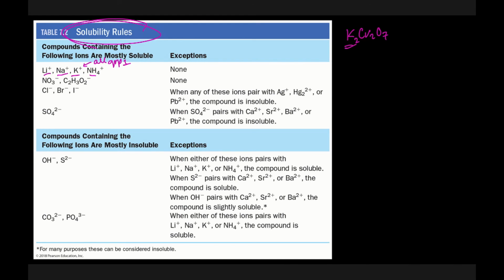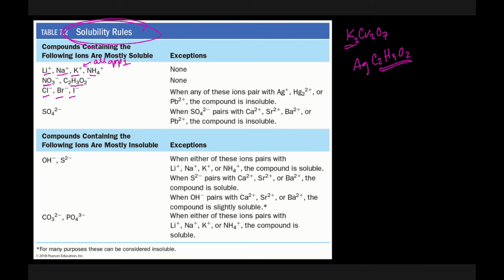All right. And then we have for our anions, nitrates and acetates are always soluble. No exceptions. So if you had AgC2H3O2, silver acetate, you'd be like, oh, it's got acetate. It must be soluble, okay?